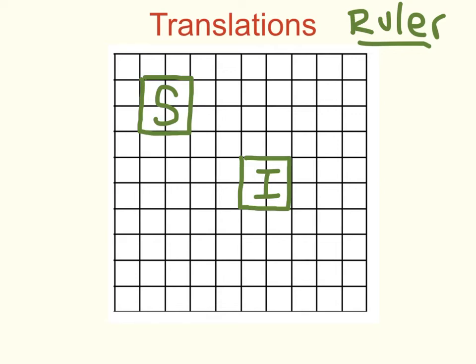Now what I need to do is draw a translation arrow. So because I went from my shape to my image, I will draw an arrow like this. The arrow goes from the shape to the image. And now we want to describe how many squares did it move left or right and how many up or down. Well, you can see that it looks like the squares moved right and then down.